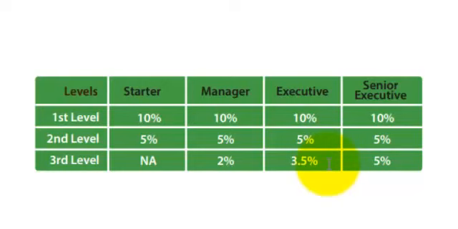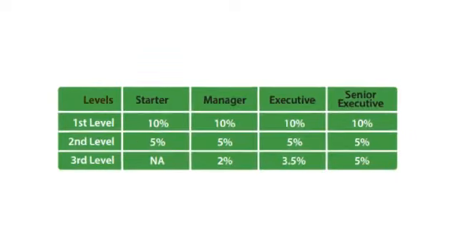Now, to become an executive, you need to have 10 personally referred people on your first level, and each of them must have 2 people. And then senior executive, you can see, is the same as the rest, but it's 5% on the third level. To become a senior executive, you must have 15 people personally recruited on your first level who each have 2 people personally recruited, and they must be associates. That's just a quick overview of advertising commissions.